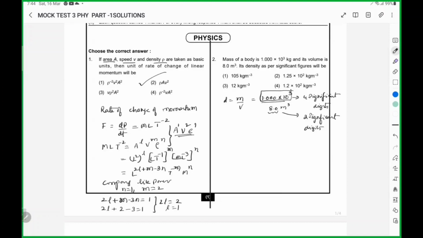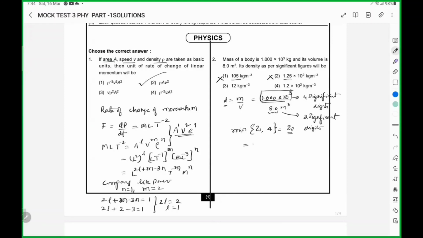While in multiplication or division, while evaluating density, we'll consider the number which has the minimum number of significant digits. Here one has 2 significant digits, the other has 4 significant digits. The minimum will be 2. So once you calculate D, it must have 2 significant digits. So this can't be the answer, right? This can't, because here you have 3 significant digits, either the third option or the fourth option.